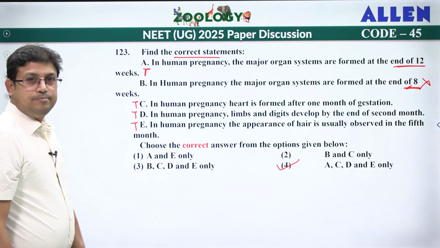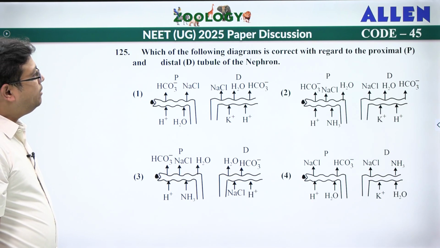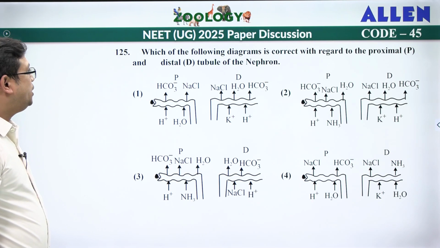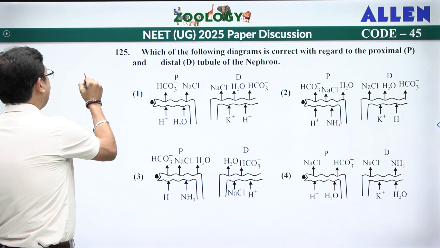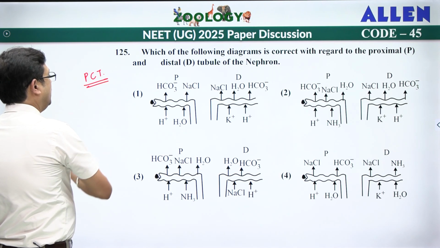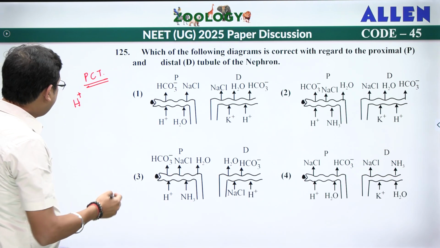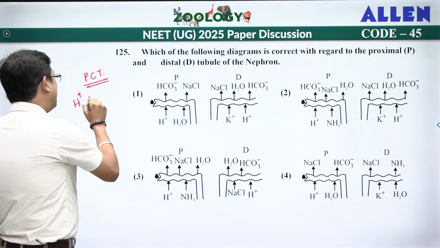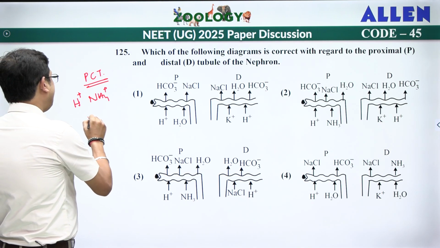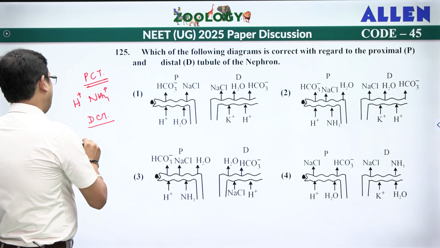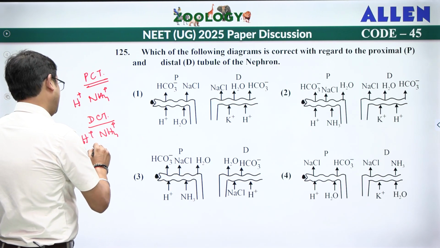Fourth. Next. Which of the following diagrams is correct with regard to the proximal and distal tubule of the nephron? Okay, so it is our PCT. So we know that in the PCT, what happens? Hydrogen ion is secreted and ammonium ion is secreted. Whereas in the DCT, H plus, NH4 plus, K plus also.